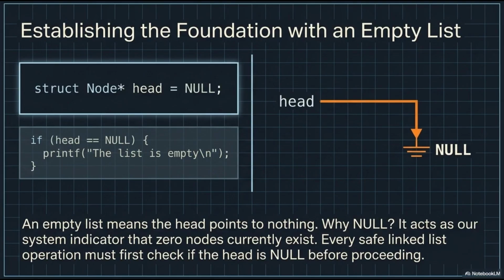Now, every mighty chain starts with absolutely nothing. When we initialize our head pointer to null, we're creating an empty list. See, the head isn't a node itself. It's simply a pointer. It's the designated entry point to our entire system. You can kind of think of null as the system's ground wire. It's just a clear indicator that 0 nodes currently exist. Because of this, checking if head equals null is a mandatory safety check before you do anything else. If you skip that, your program is going to crash instantly trying to read data that just isn't there.